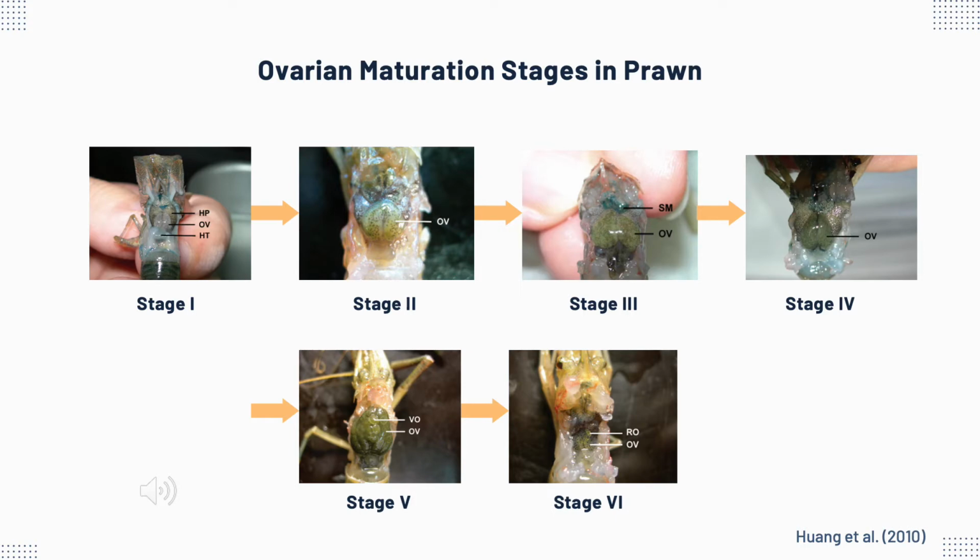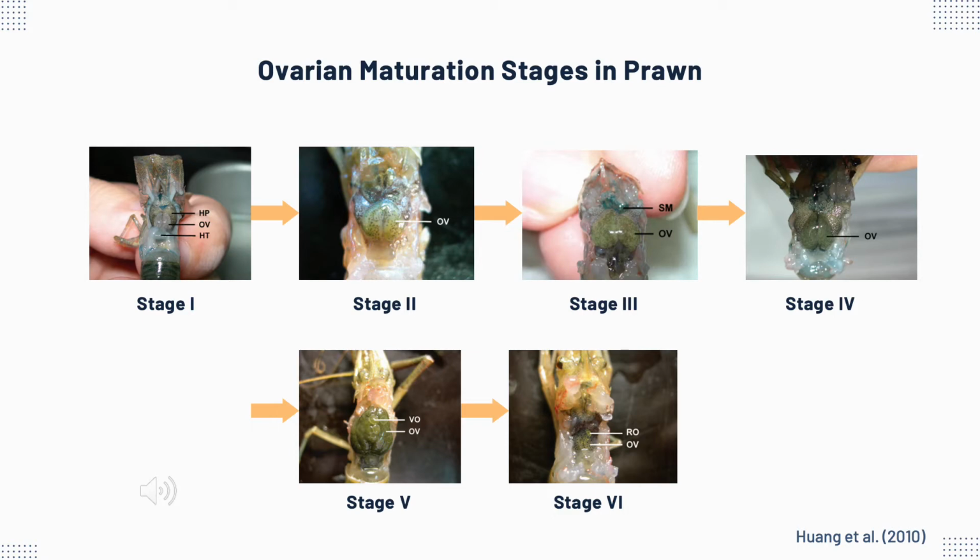And it has several stages, such as in this slide, I'm showing you 6 stages of ovarian development, which is adapted from a paper by Huang et al. in 2010. The first stage is the most immature development of the ovary, and the appearance is thin, small, rounded, and semi-transparent. Also, we can see that the size is the smallest compared to the other stages. In stage 2, the size and thickness of the ovary begin to increase a bit, and the color is not semi-transparent anymore. It has yellowish to creamy white coloration.